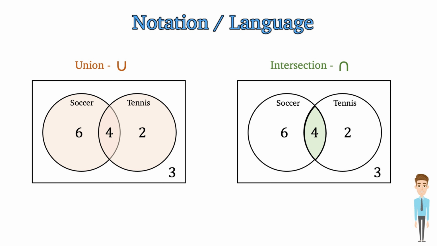Another way of saying both of these things is with words. A union corresponds to the word or. How many people play soccer or tennis after school? And the intersection corresponds to the word and. How many people play soccer and tennis after school? Both the notation and the words can be used to describe these situations.